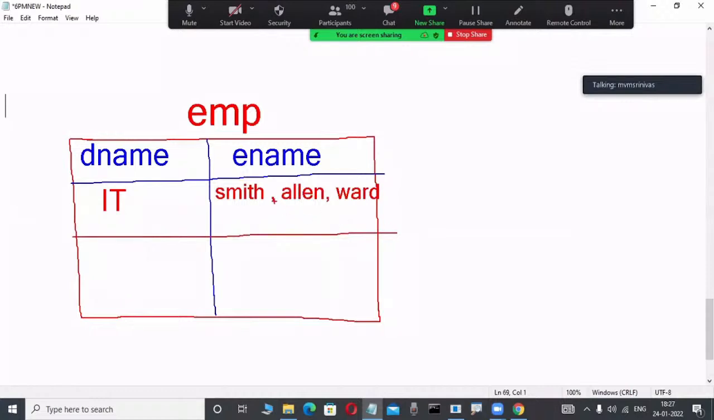That's why I am representing that data in this format only. IT is a department, and in that department Smith, Allen and Ward are working. Again, another department is there. What is the department? The HR department is there, for example. In the HR department, one employee is working.